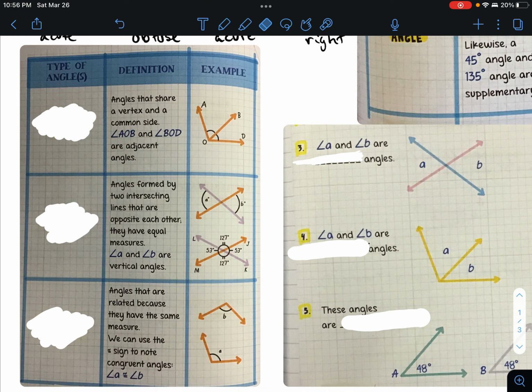Okay, next one. Angles that share a vertex and a common side. These two angles share the vertex, and the common side they share is OB. So there's AOB and BOD. Those two angles together are adjacent angles. Then you've got angles formed by two intersecting lines that are opposite each other. They have equal measures. A and B are both made from these two intersecting lines, and they are opposite each other. Therefore, they are vertical angles.